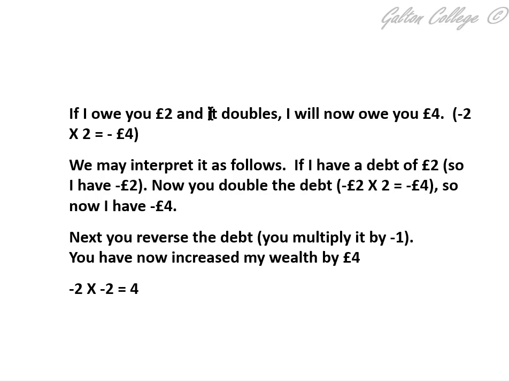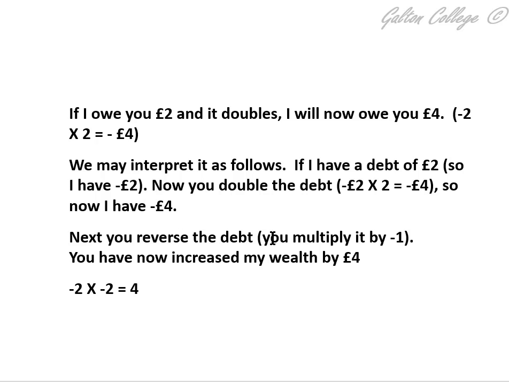So if I owe you £2 and it doubles, I will now owe you £4. So it's minus 2 times 2, which is minus 4. Because my debt of £2 has doubled. I may interpret it as follows. If I have a debt of £2, so I have minus £2. Now you doubled the debt, so it's minus 2 times 2, which is minus 4. So now I have minus £4.